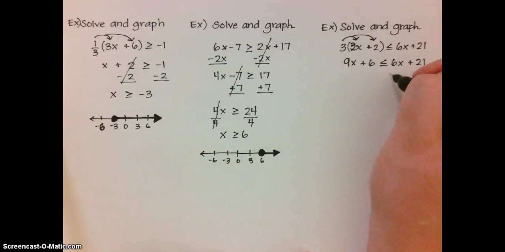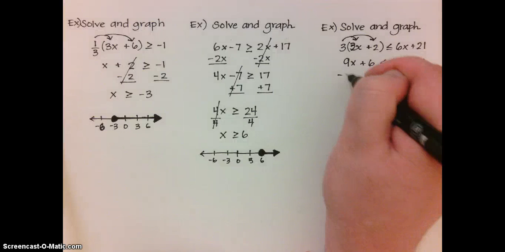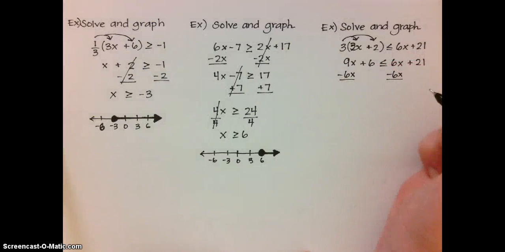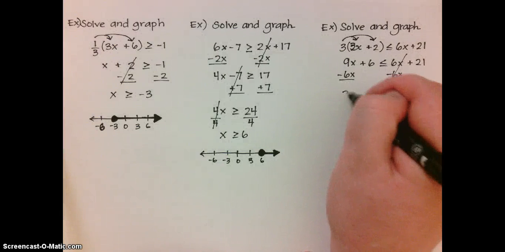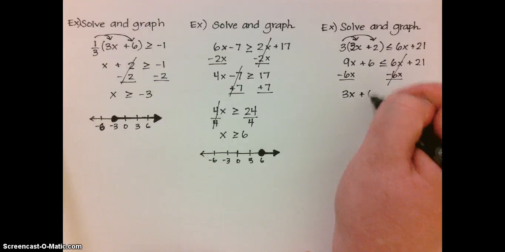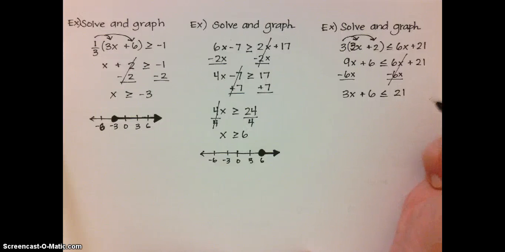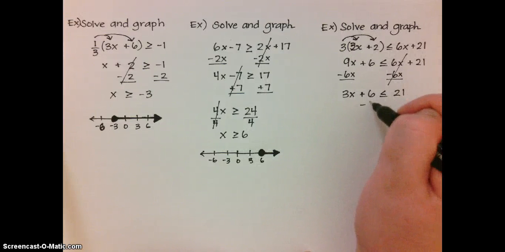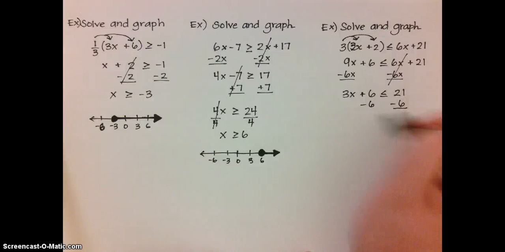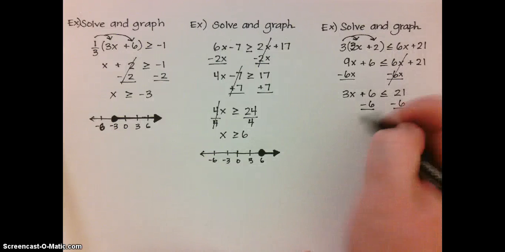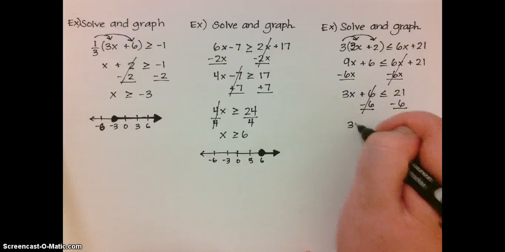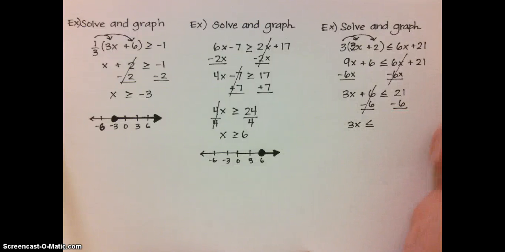Like I did before, I'm going to move my variables first to put them on the same side. So I'm going to move my 6x to the left-hand side. I'll do that through subtraction. 9x minus 6x is left with 3x. Rewrite everything else that I have left, so plus 6 is less than or equal to 21. Now I'm going to move the 6 to the opposite side because I want to get the lonely numbers away from the variables. So I'll do that by subtracting 6. And I'm left with 3x is less than or equal to 15.